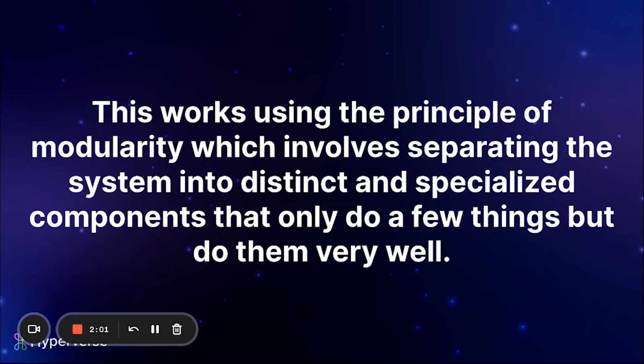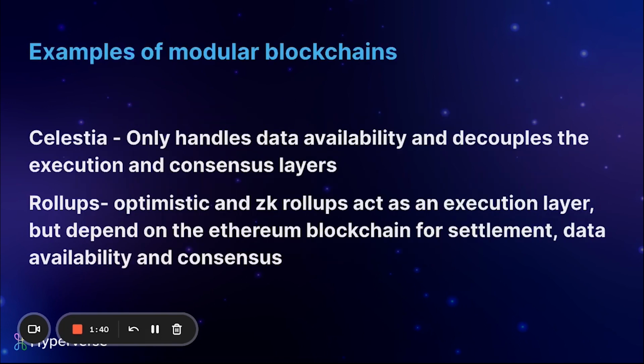It works by using the principle of modularity, which involves separating the system into distinct and specialized components that only do a few things, but they do those few things very well. And then by combining those components in different ways, they're able to meet specific goals. To understand this better, let's look at some examples of modular blockchains and how they operate. So we have Celestia, really popular, really good. And Celestia only handles the data availability, but it decouples the execution and consensus layers.